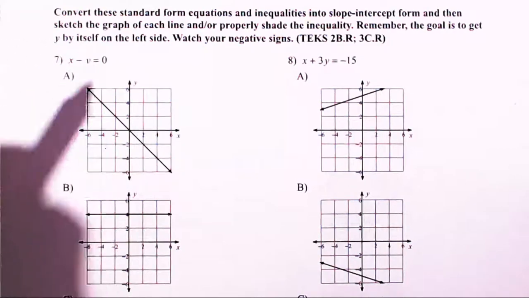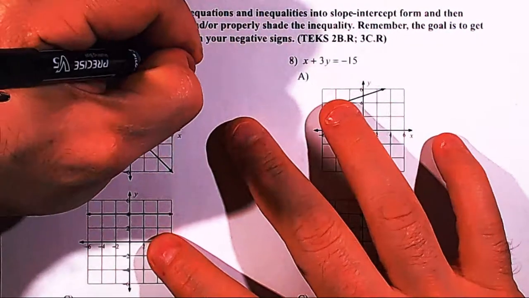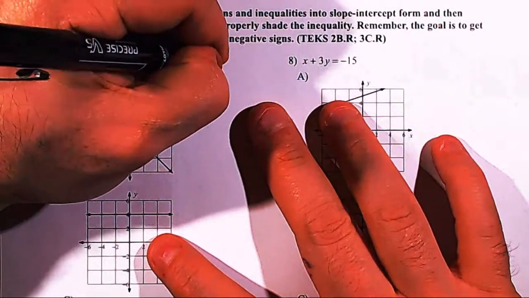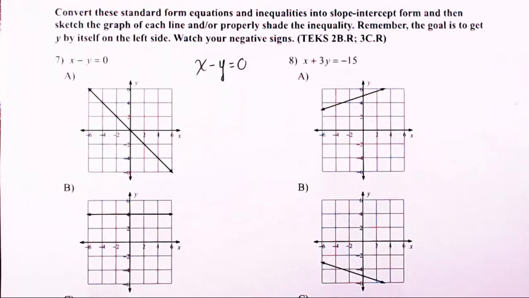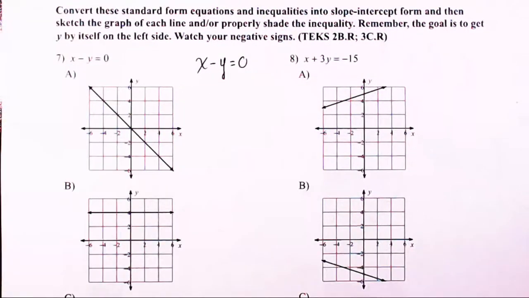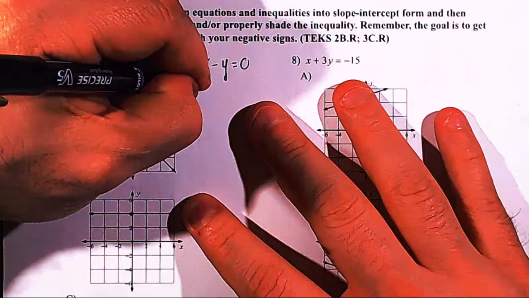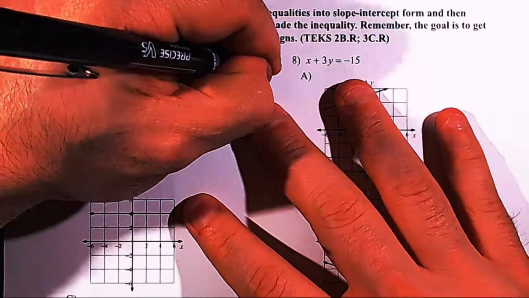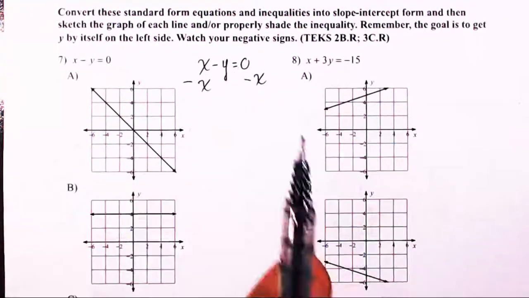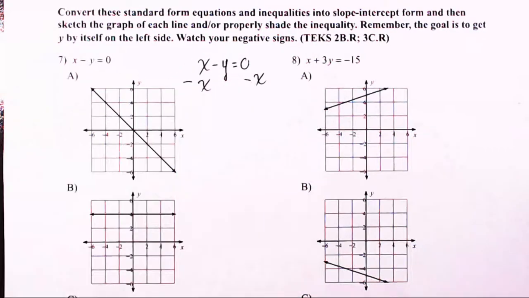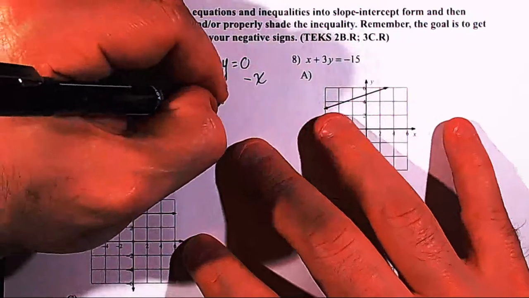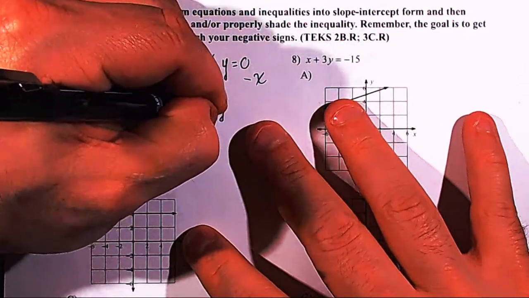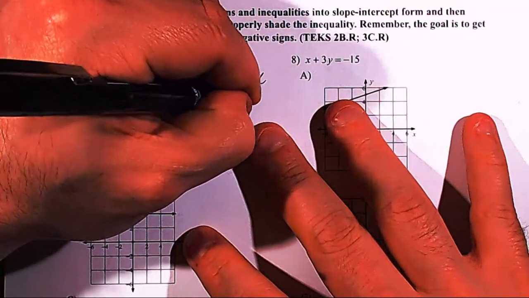So let's deal with the first one here. I am given x minus y equals 0. To solve for y, I subtract x from both sides. Now there's nothing on the right side. That's what the 0 is telling us. So on the left they cancel, and I'll write negative y equals negative x.